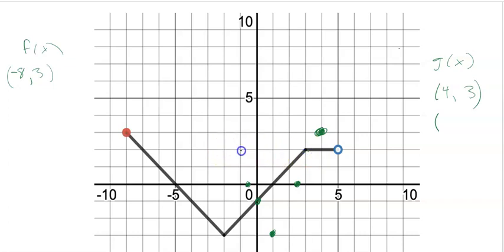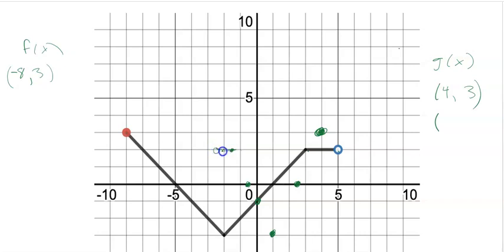So there's 1 is 2 halves. So negative 3 halves would be right there. And then 5 divided by negative 2. This point is 5, 2. 5 divided by negative 2 is negative 2.5. So there's my 2, 2.5. And I get negative 2.5, 3.